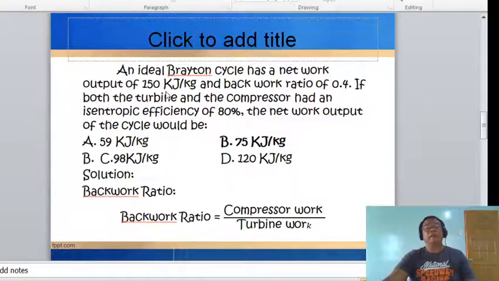So the net work output of the cycle would be, A, 59 kilojoules per kilogram, B is 98 kilojoules per kilogram, C is 75, D is 120 kilojoules per kilogram. Take note, class, that the back work ratio is equal to compressor work over turbine work. So take note of this, class. Take note of the ratio.